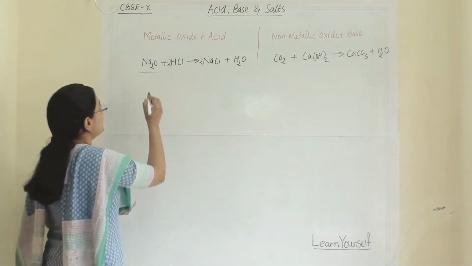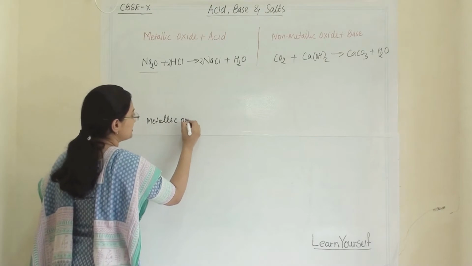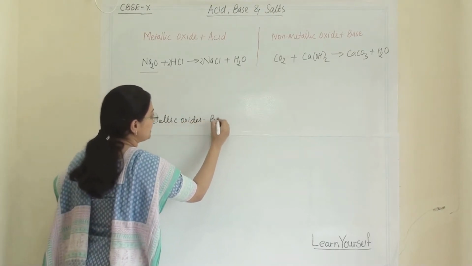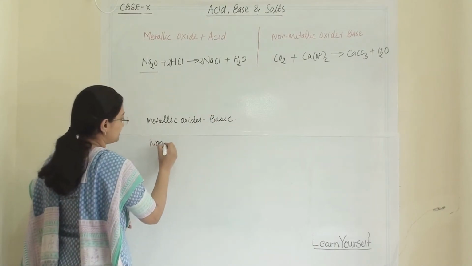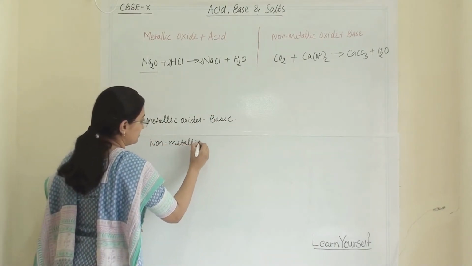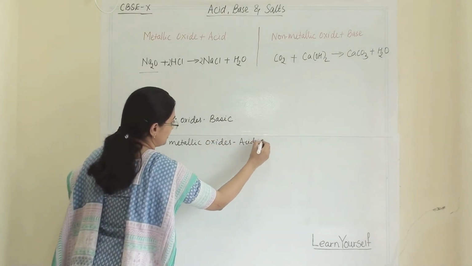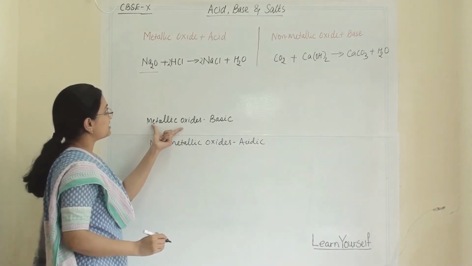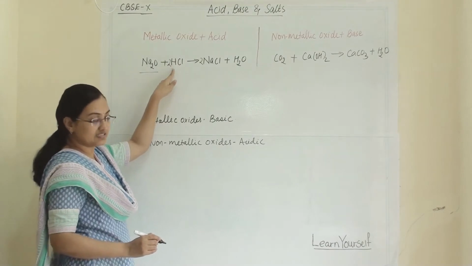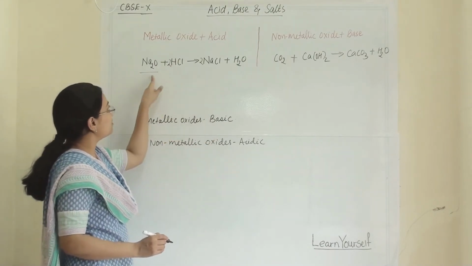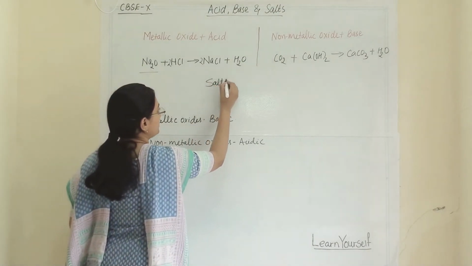Now we know that all the metallic oxides are basic in nature, and all non-metallic oxides are acidic in nature. So when this metallic oxide is going to react with HCl, which is acidic, the basic compound reacts with acid, so we will get salt plus water.